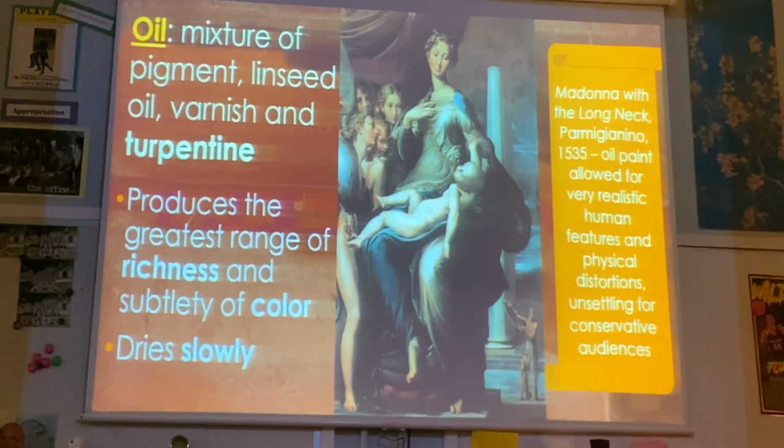Oil. So a mixture pigment of linseed oil, varnish, and turpentine. And this produces the greatest range of richness and subtlety of color, but it dries very slowly, so it's easy to work with. It's a very wet canvas.